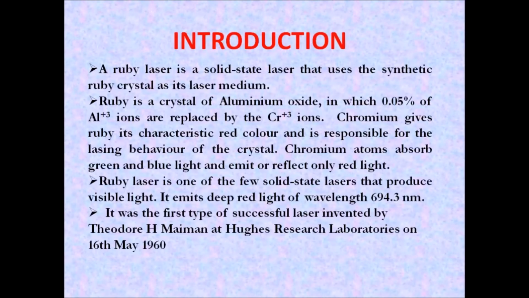So what is ruby crystals? Ruby crystals are nothing but aluminum oxide. However, it is doped with chromium. How much? Around 0.05% of aluminum ions are replaced by chromium ions.